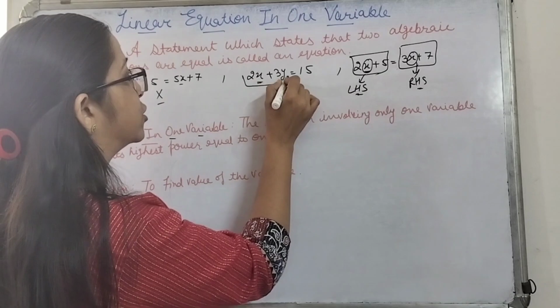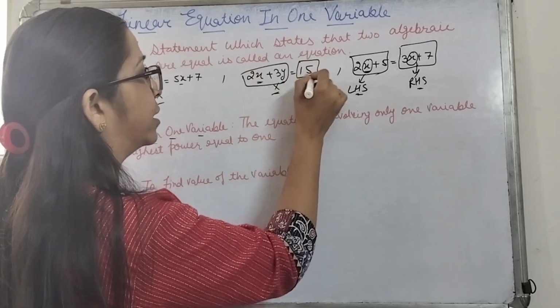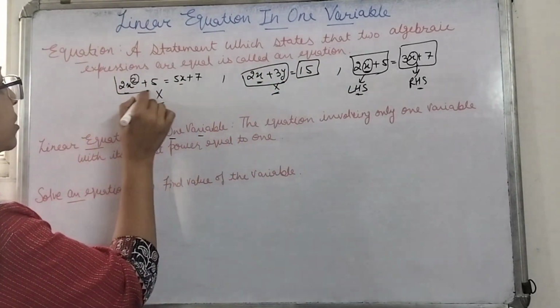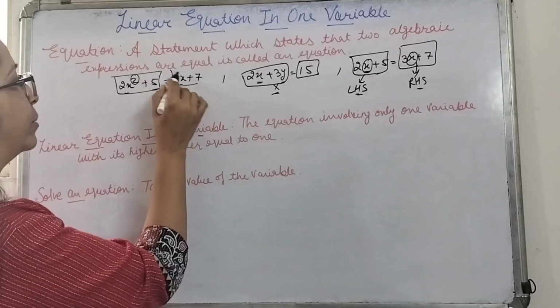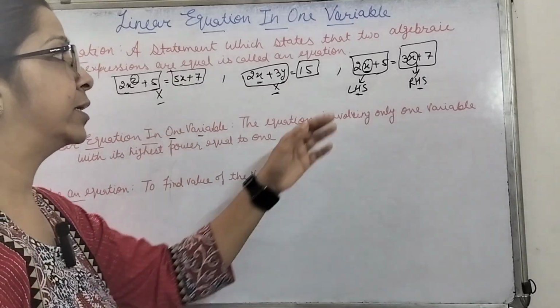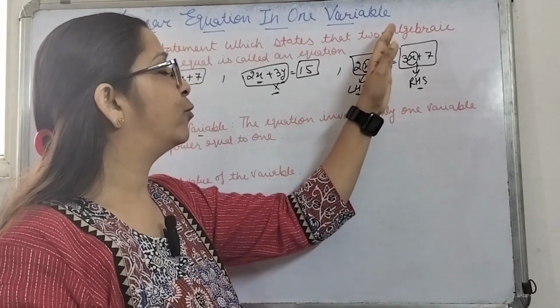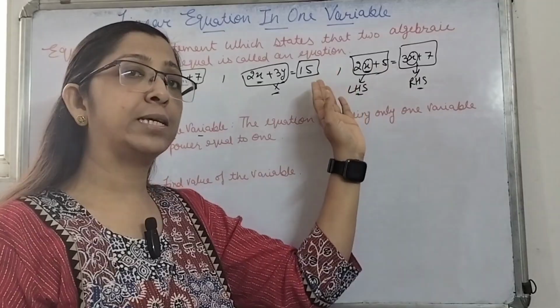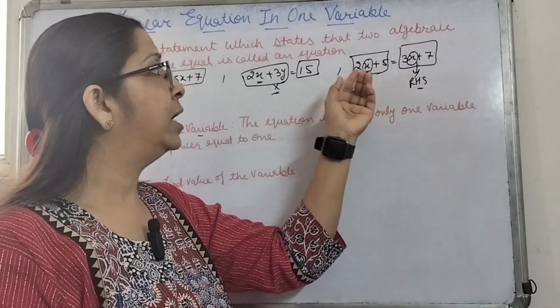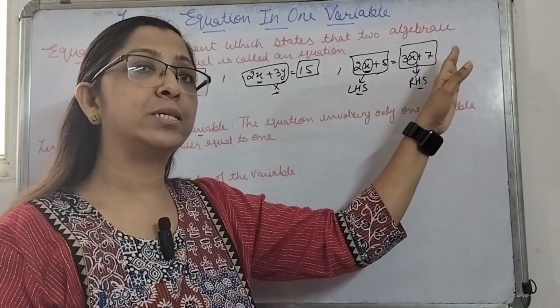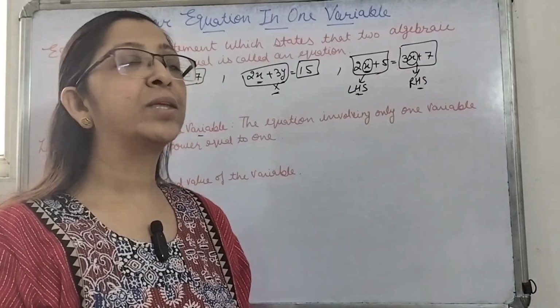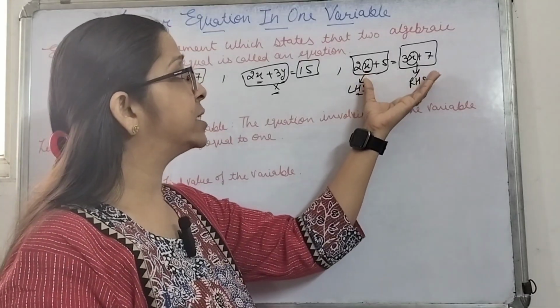For this equation, this is the left hand side and this is the right hand side. For this equation, this will be the left hand side and this will be the right hand side. So in the equality sign, whatever expression is towards the left is known as the left hand side, and the algebraic expression which is towards the right of the equality sign is the right hand side. What does an equation say?